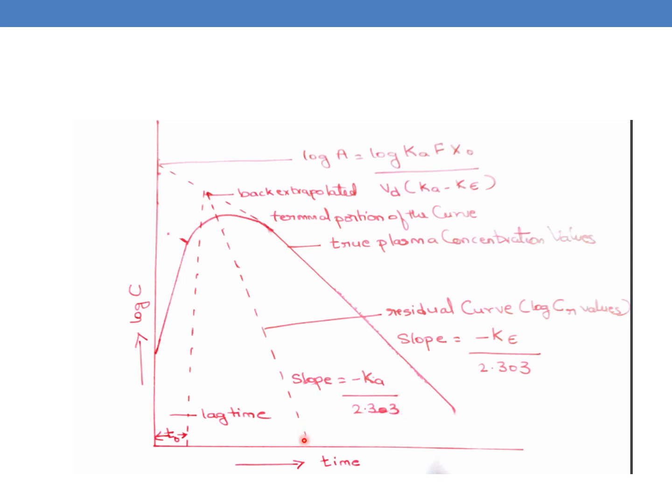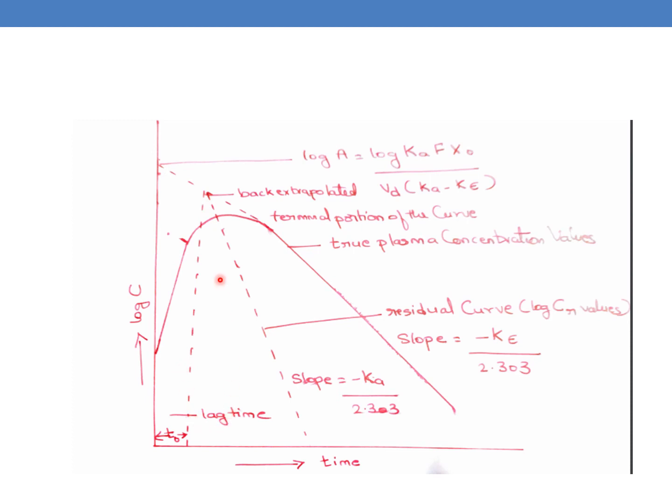Whenever the residual line and the terminal extrapolated linear portion intersect with each other on the y-axis, ideally it will occur at time 0. In such a case, there is no lag in absorption. But whenever it occurs at a time greater than 0, as you can see in the graph, they are intersecting at this point, and this period is called the lag time.